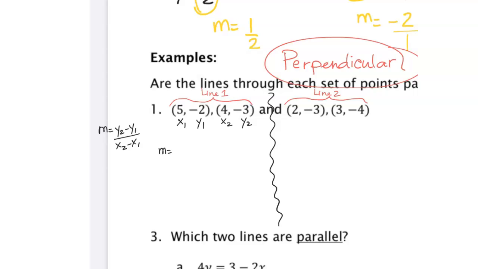So inserting our numbers into our formula, we'll have our -3, which is y2, minus our y1, which is -2, over x2, which is 4, minus x1, which is 5. Remember that when we're subtracting a negative, it's the same thing as adding. So -3 plus 2 will give us a -1, over 4 minus 5 gives us a -1.